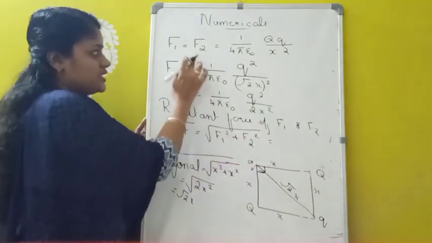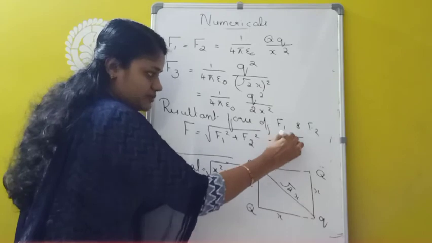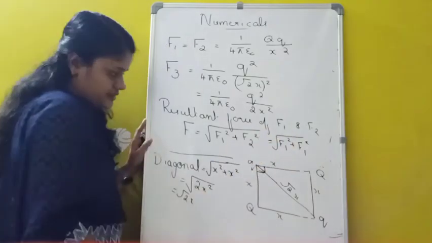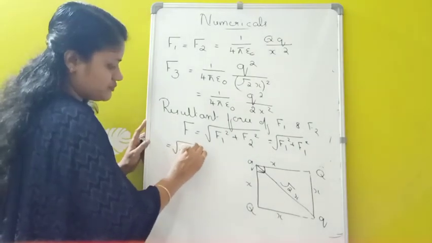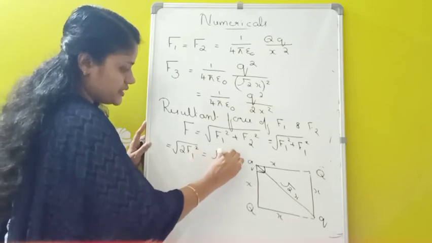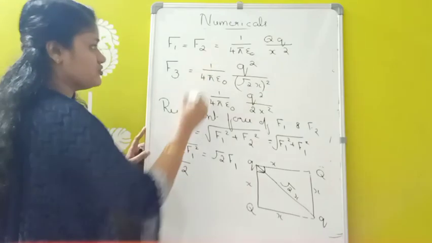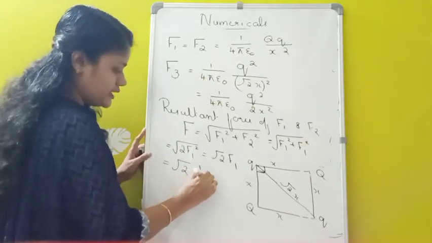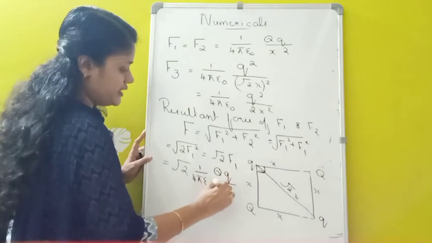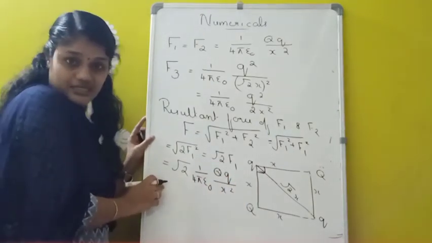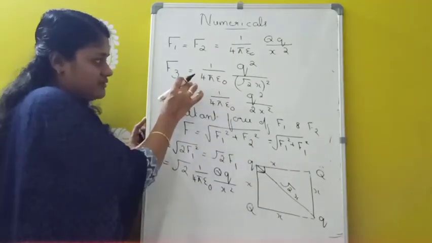But we know that F1 and F2 both are the same. So instead of F2 I am writing simply F1 itself. So F1 square plus F1 square, that means root of 2 F1 square, or we can write root 2 F1. Or we can write root 2 into F1, and the formula of F1 is 1 by 4 pi epsilon 0 into Q into Q divided by x square. So this is the resultant force of F1 and F2. Okay. And we have another one, F3.